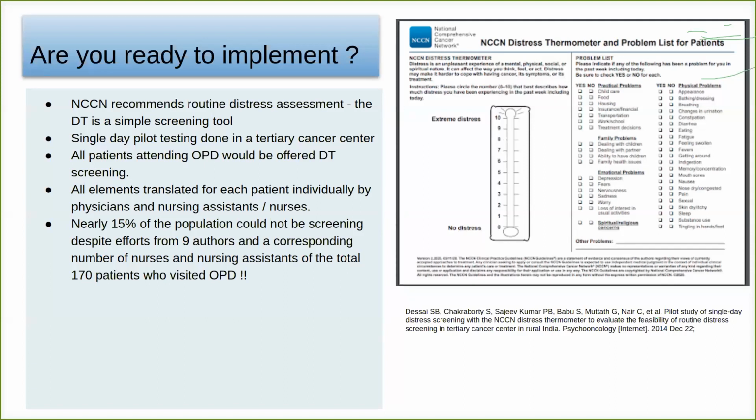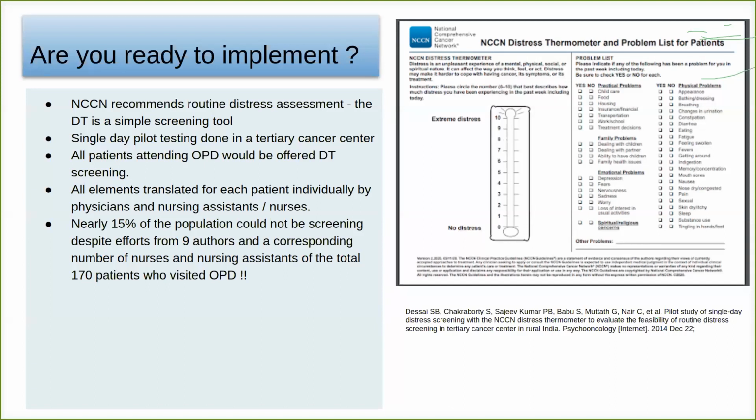The nursing assistants were there to translate each of these sentences. The distress thermometer is very simple to fill and easy to understand. Believe me, there were 15% of the population we could not do distress screening in that single day. And this is despite nine oncologists in different disciplines trying very hard to do this. So implementation is very difficult.